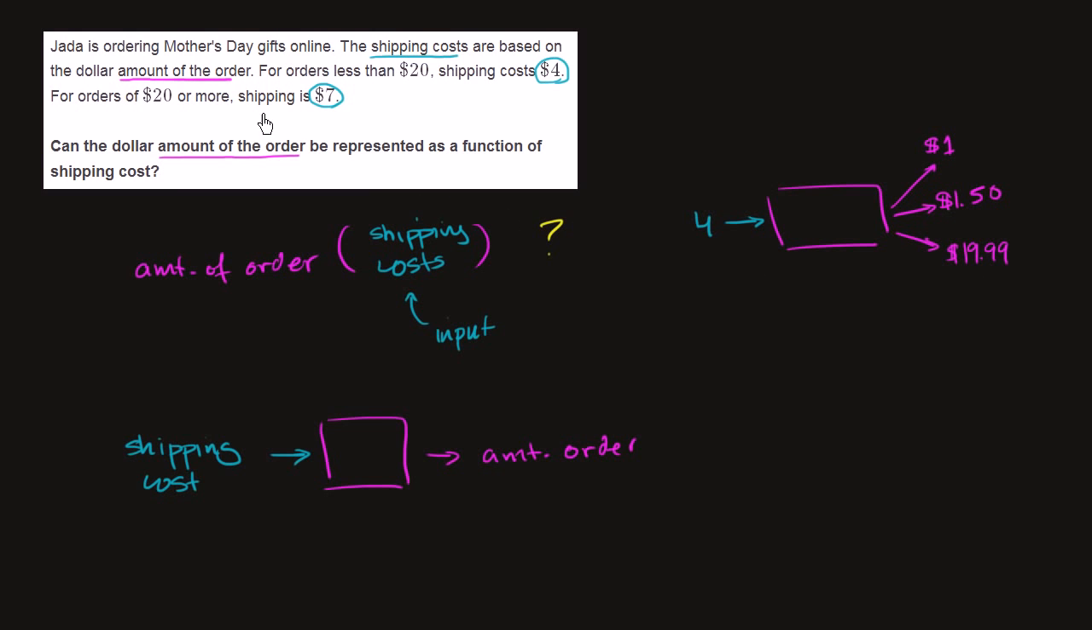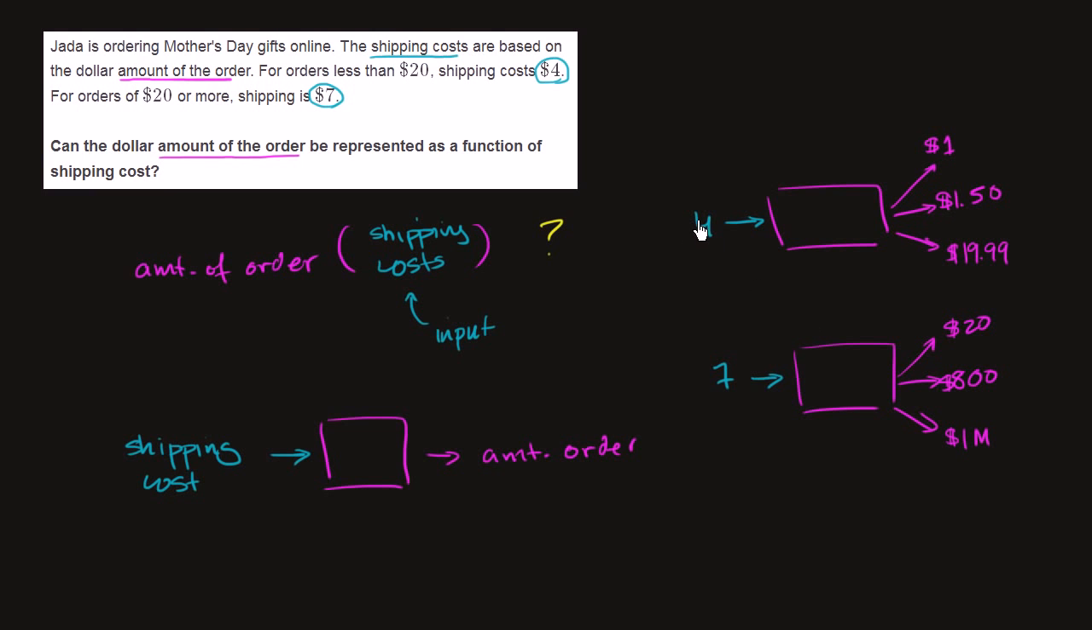We could do a similar thing if we inputted 7 into this relationship. Then I could put literally an infinite number of numbers. It could be $1 million. So if 7 is the shipping cost, then we just know the order is $20 or more. So it could be $20, it could be $800, it could be $1 million. There's actually an infinite number of values that it could take on right over here.